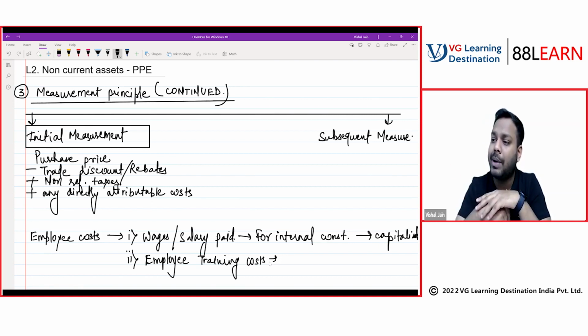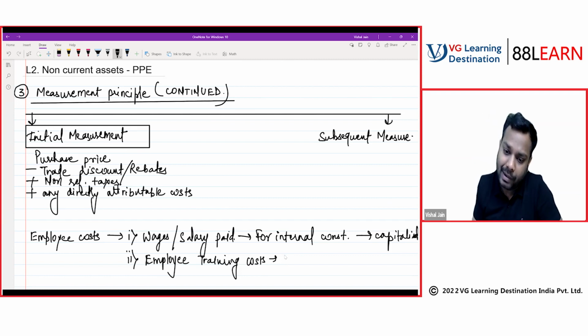Okay, Nandini, you are telling me it is probable. Understood. But can you control it? No, you cannot control it, right? That's the reason why employee training cost will not be capitalized. So I'll write it like this.